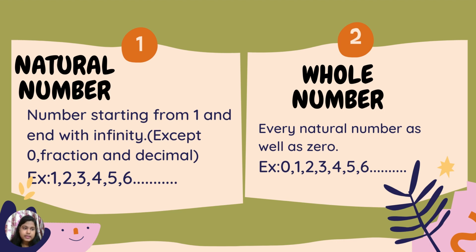First one is natural numbers. Numbers starting from 1 and ending with infinity are called natural numbers, but the condition is except 0, fractions and decimals. For example, 1, 2, 3, 4, etc. come under the category of natural numbers. Then whole number. Every natural number as well as 0 is called a whole number. Example 0, 1, 2, 3, 4, 5 and 6, etc.